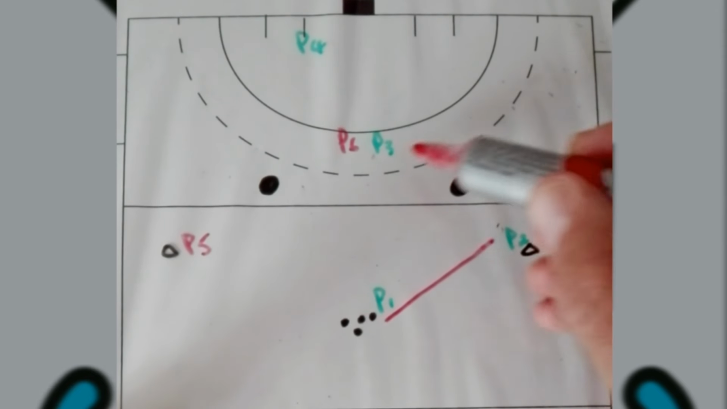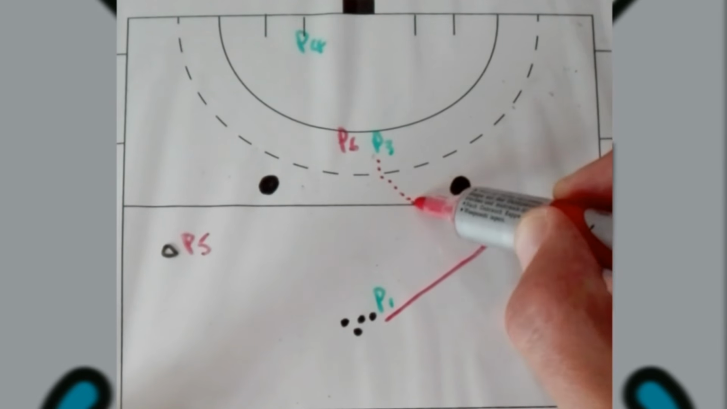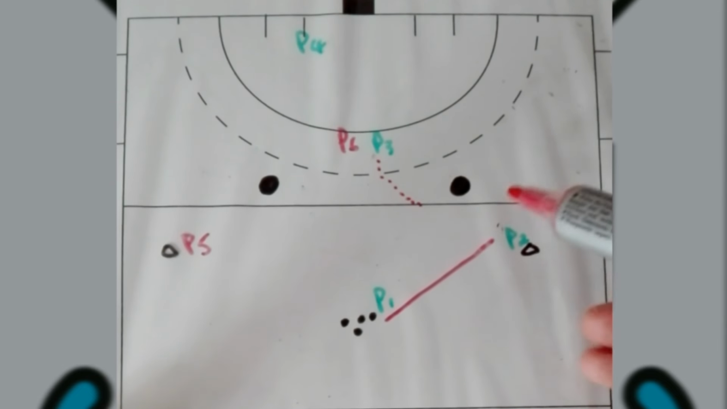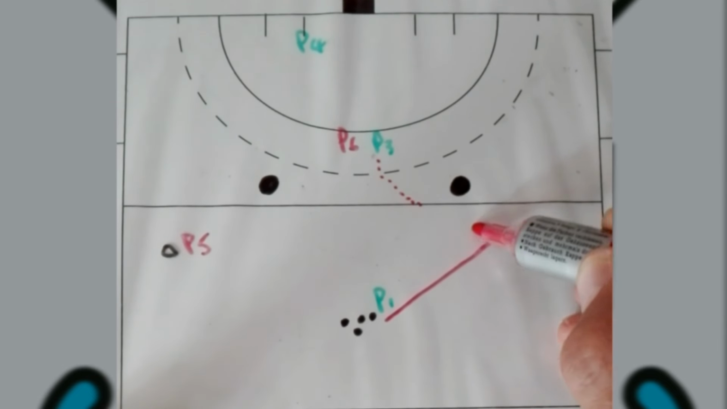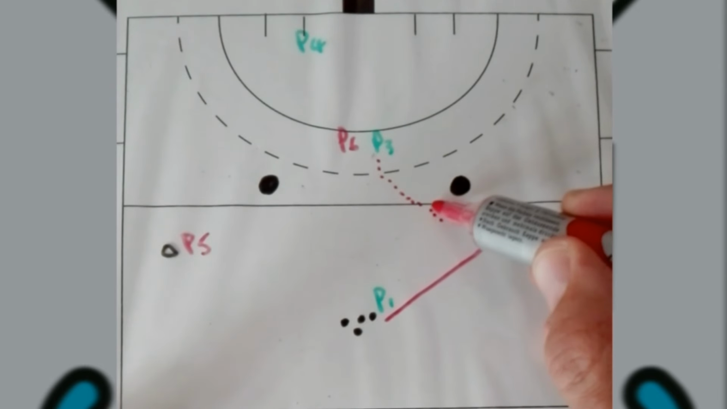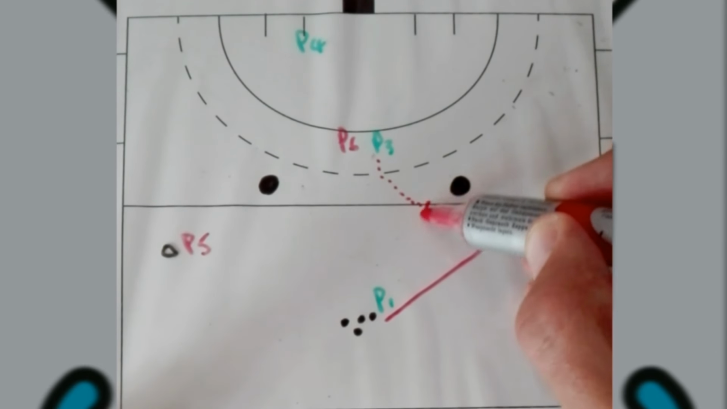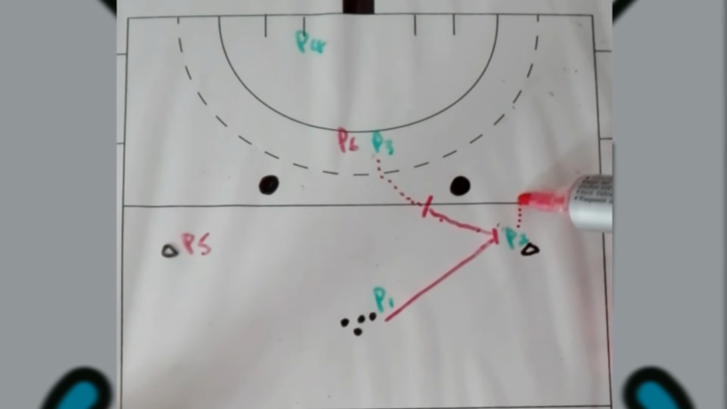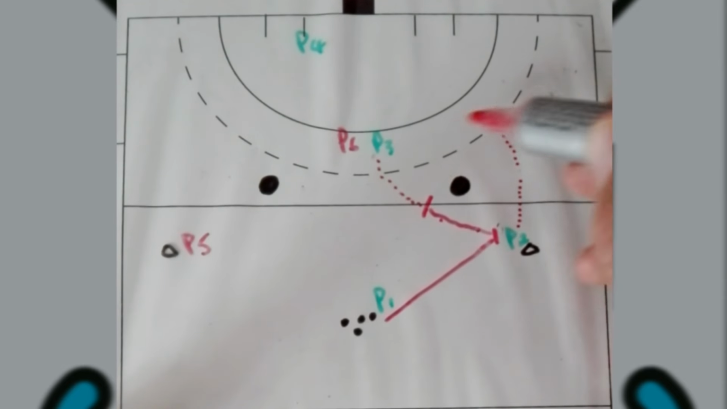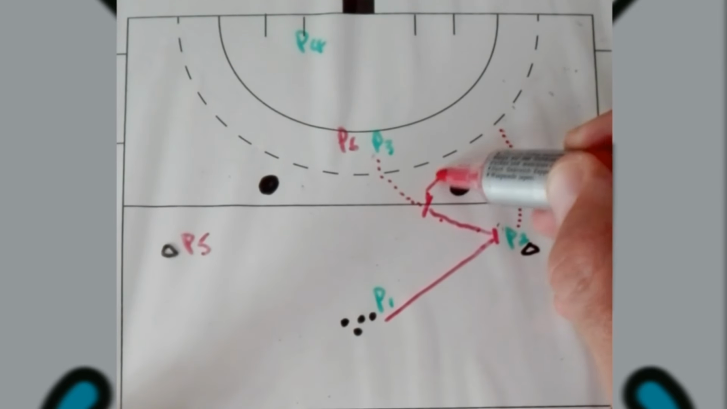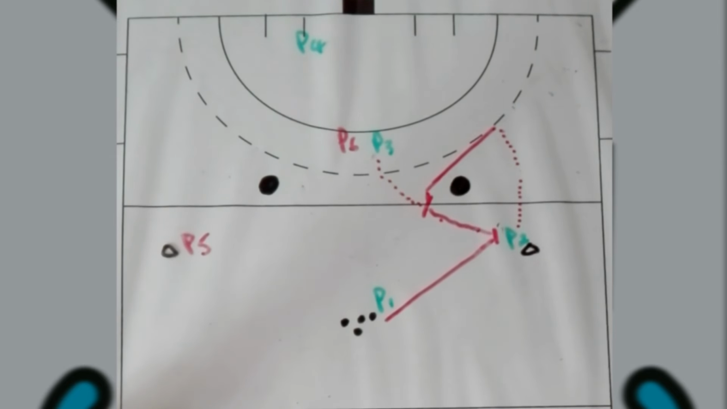As soon as that pass happens, player 3 will make a lead towards. Player 2 will receive the ball, pass it to player 3. They will then start making their lead into this space. Player 3 will receive and then make a pass back to player number 2.